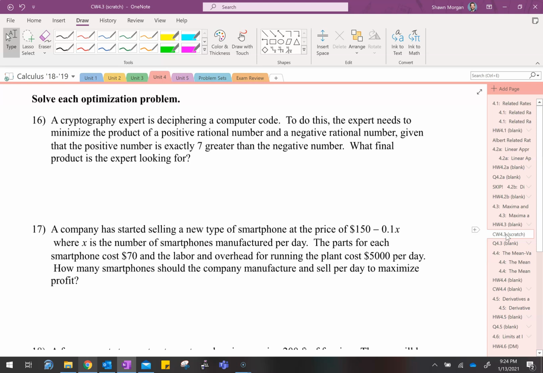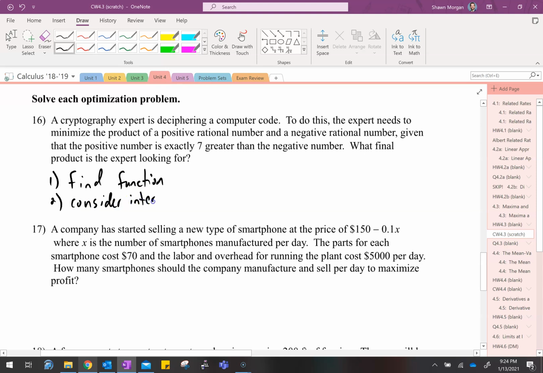For this screencast, and again, optimization problems, fellas, are just applications of what you and I have been talking about. In this process, first and foremost, we want to find the function. Then second, we're going to consider the interval. In those previous examples, like what we just looked at, there was a given interval. You'll have to just consider the interval here in the context of the problem.